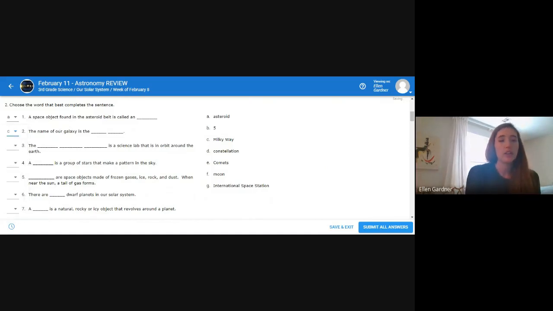Now, the blank, blank, blank is a science lab that is in orbit around the Earth. What's the name of that science lab orbiting us? That's right, International Space Station. And possibly some of you are just matching up with the number of blanks. That's fine, that just uses good common logic. This is the only one with 3 words.